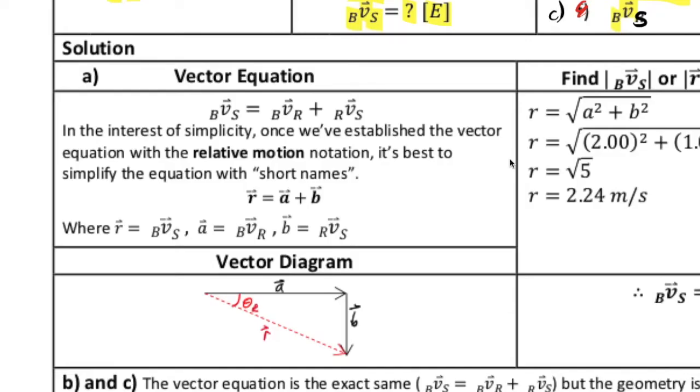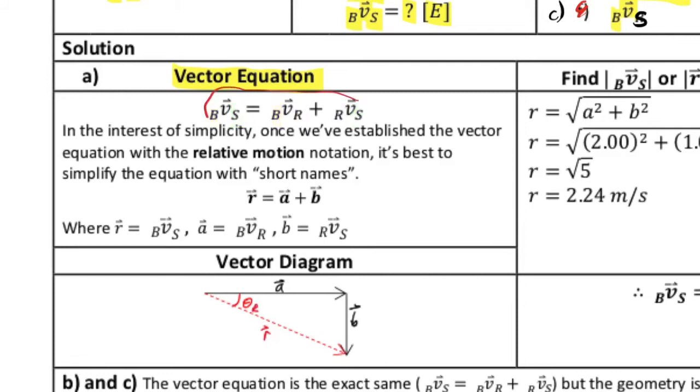Okay, so let's start off with part A. And we're going to start off with our vector equation. So the buoy's velocity with respect to the shore is equal to the buoy's velocity with respect to the river plus the river's velocity with respect to the shore. And again, to make sure that we have the right formatting, we start with a B on the right-hand side of the equation. We end with an S, and the last vector must end with an S. And of course, we must have the R sandwich in between.